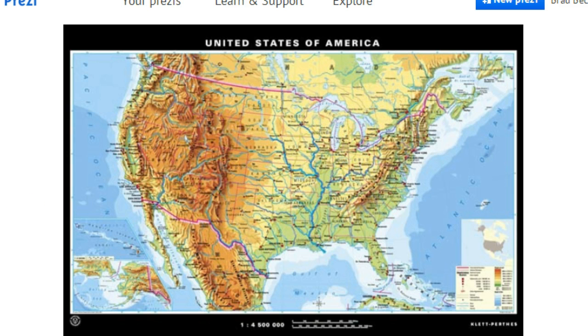We're going to take a look at all of those today, but also take note of the fact that the United States is separated from most of the rest of the world by two oceans, the Atlantic Ocean in the east and the Pacific Ocean in the west.